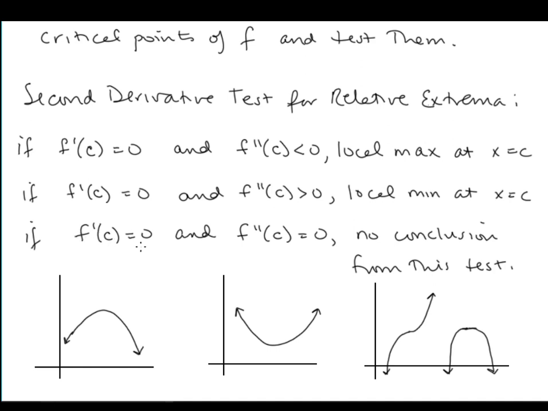If f prime of c is equal to 0 and the second derivative is also 0, then we have no conclusion from this test. So for something like an x to the third or an x to the fourth graph, you're going to have that your first derivative and second derivative are 0 at these points, and so the test is inconclusive. In this case, we don't have any relative extrema, and in this case, we do have a relative max. So we would have to investigate a little bit further or go to the first derivative test for relative extrema.